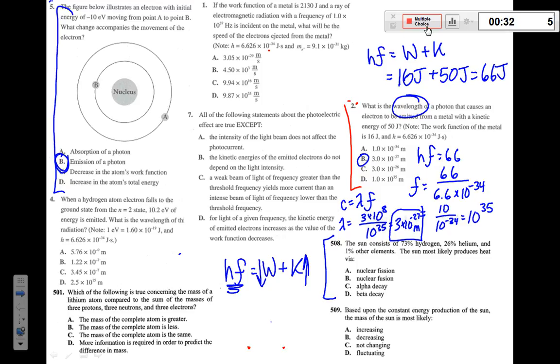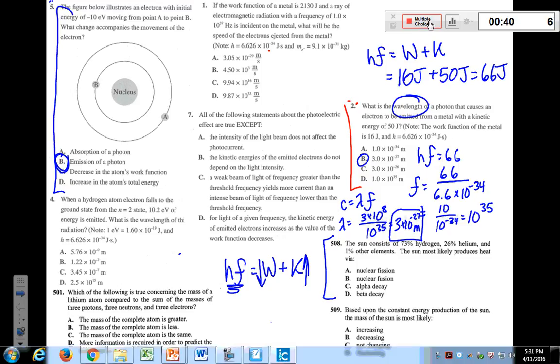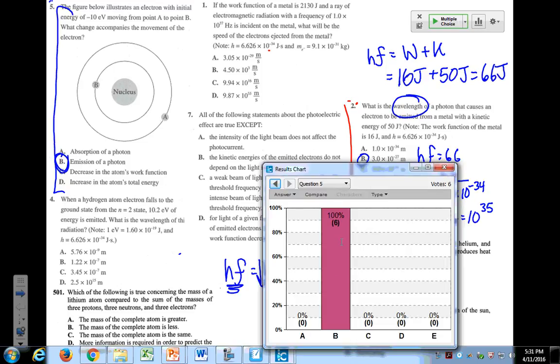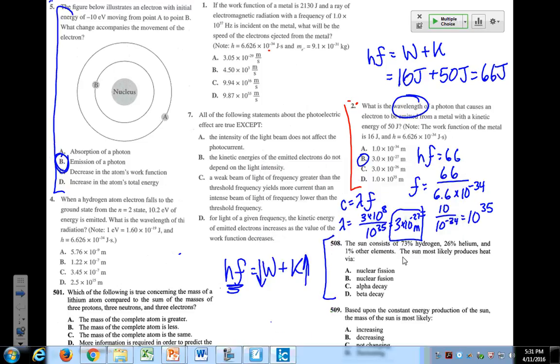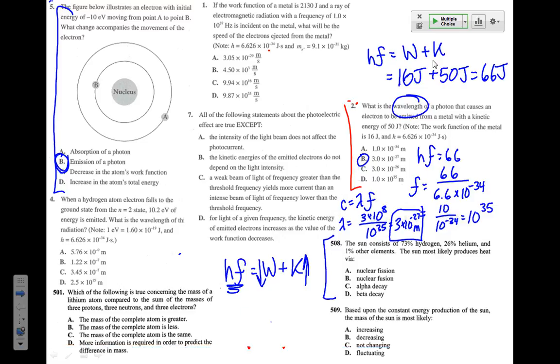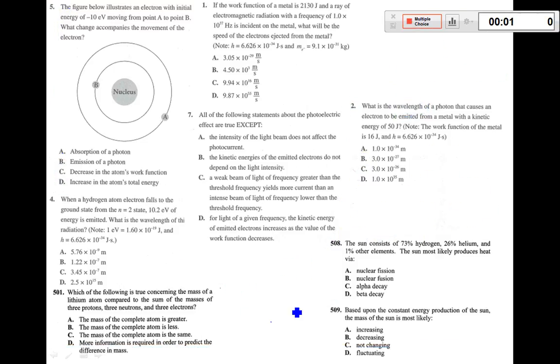All right, I'll stop at 38. 38. Like we're missing somebody. Okay, good. B is the right answer, fusion. We'll talk about these other things, fission, alpha decay, and beta decay. But let's do 509 now.